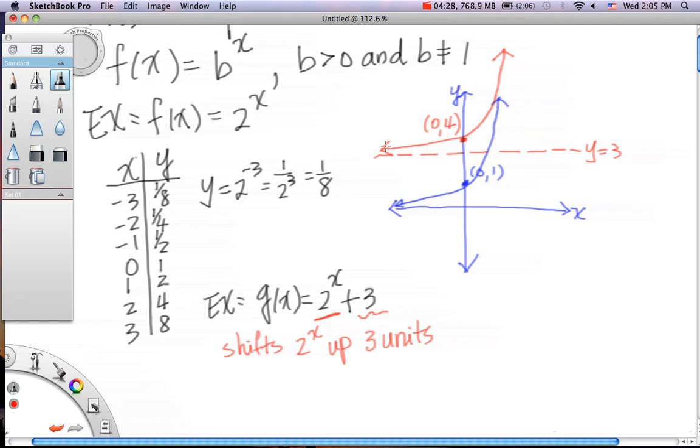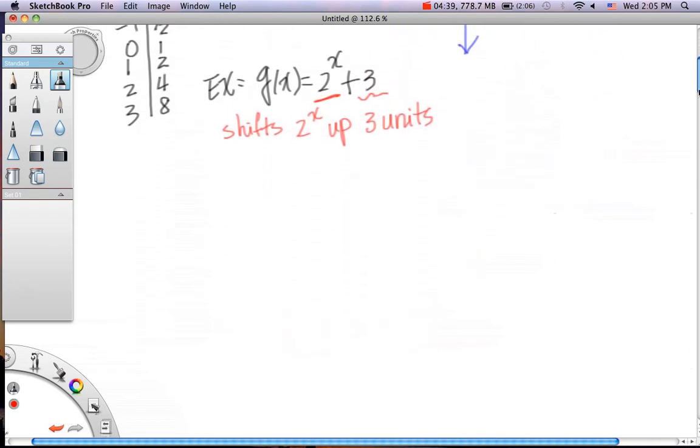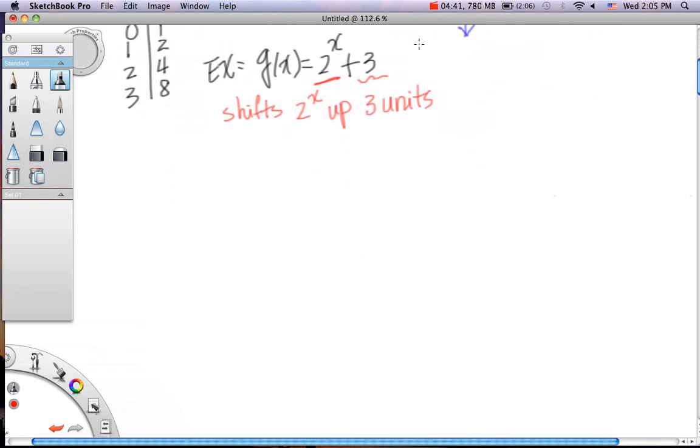Okay, so that's the main part. The main thing about this section is I want you to understand how the graph will shift. I want you to look at a couple more. Now let's look at another example. Let's look at h of x is equal to 2 to the x minus 2.